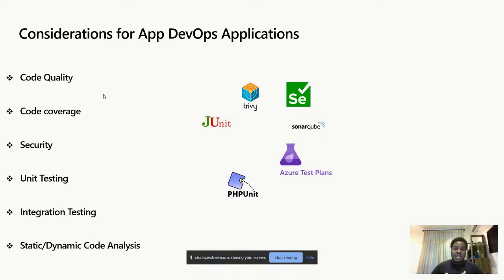Then the final thing, I think this is my final point, with regards to static and dynamic code analysis. We all know in application development those are two very important things, right? Because it makes it very easy for you to catch bugs and issues on the go, even before you are done writing the feature.